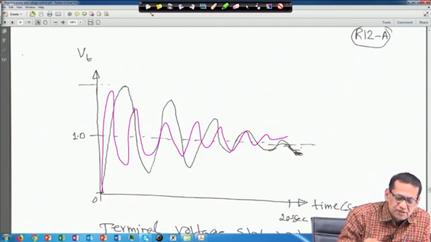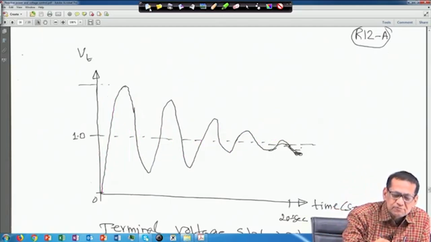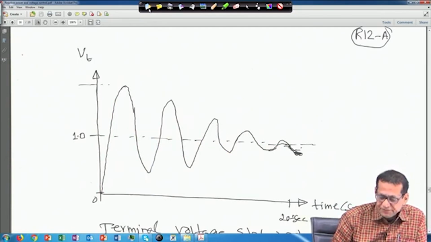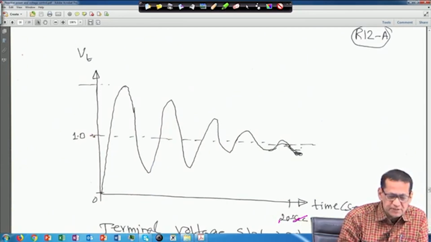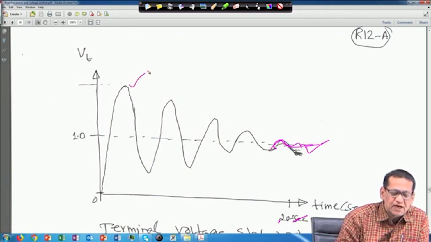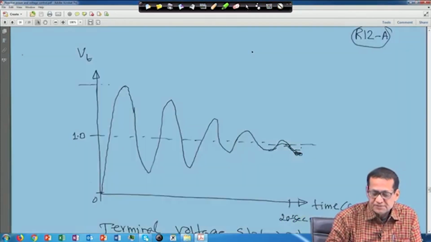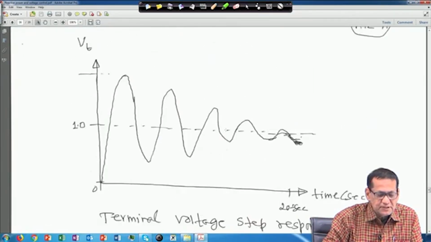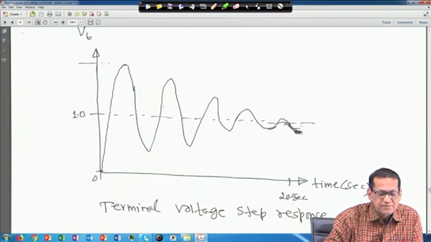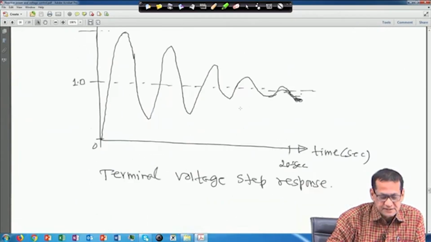So if you plot using Simulink or any other package, this is the time, given up to 20 seconds, and it is given a step input, that is 1 per unit voltage, 1 upon S. So ultimately it is settling to 1.0, but the peak deviation is quite high, right? Whatever parameters we have taken, this is the terminal voltage step response, with V reference equal to 1 upon S, right?